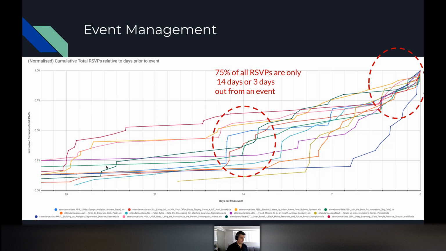There is one exception though. This event over here on the left, that 28 days out, there's a whole bunch of people that are like, yep, I'm definitely coming to that. Which, funnily enough, it was Kale's talk. Popular.